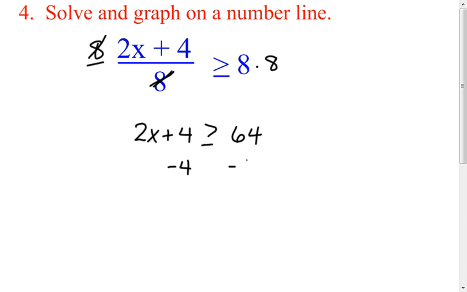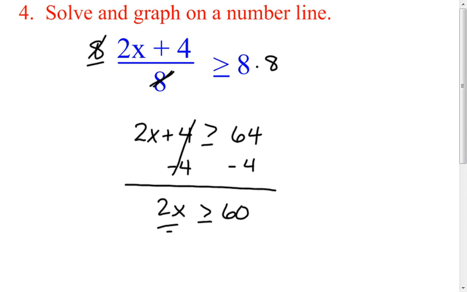Subtract 4. Again, I'm subtracting. I only switch the direction when I multiply or divide by a negative. Divide by 2. Because I'm dividing by a positive, I do not need to switch the direction of the inequality. So that's what it looks like.